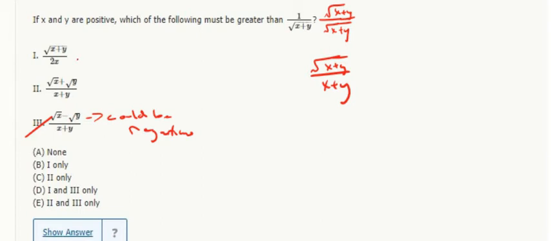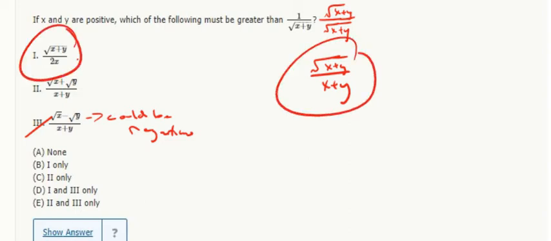So the next one is to compare root x plus y to number 1. Well, they're very similar, because this is root x plus y over 2x. Compare that to root x plus y over x plus y. Here's the thing: the numerator is the same. What about the denominator? We don't know about x and y. One could be greater than the other. So if it were x plus x over here, that would equal 2x, and they would be equal.